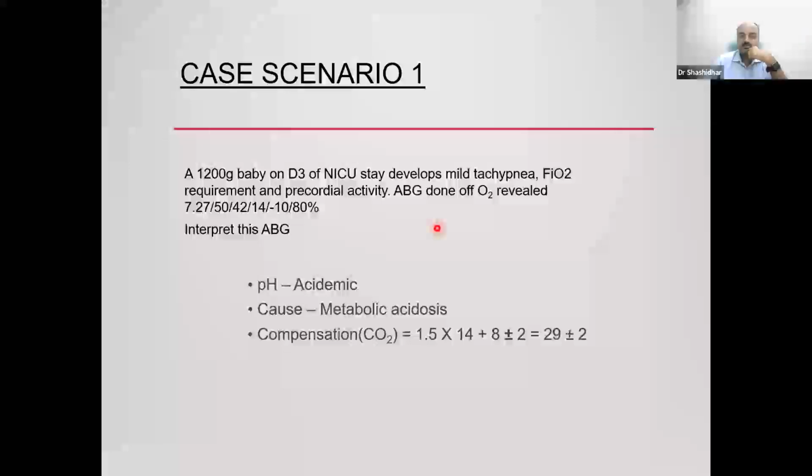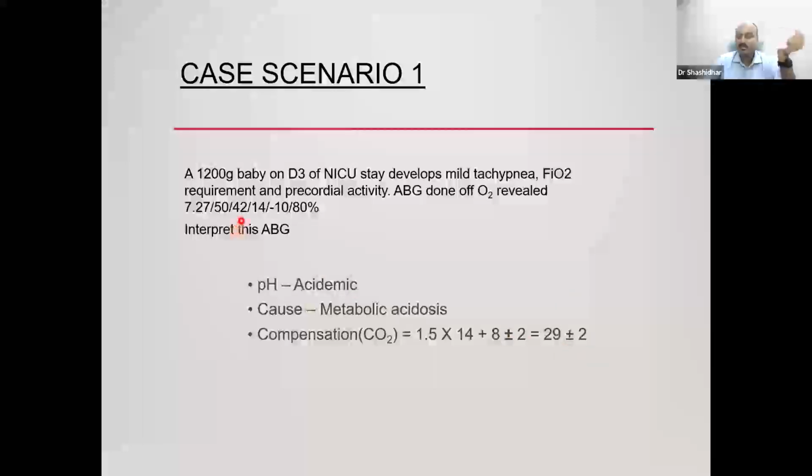How do you check for compensation in metabolic acidosis? By using this formula. The expected PCO2 is 1.5 times the observed bicarb plus 8, plus or minus 2. Here the bicarb is 14, so 1.5 times 14 plus 8, plus or minus 2, would be 29 plus or minus 2. This is the expected PCO2.